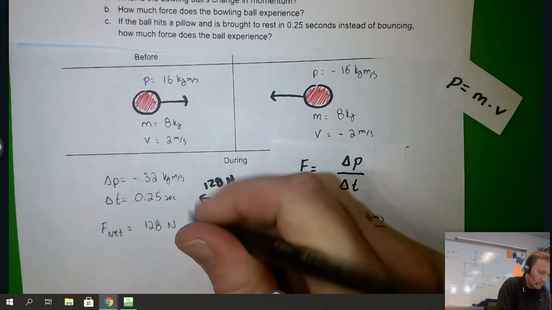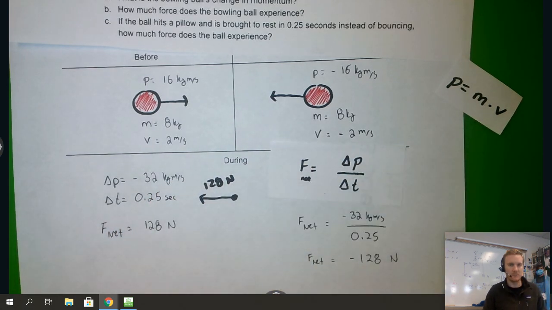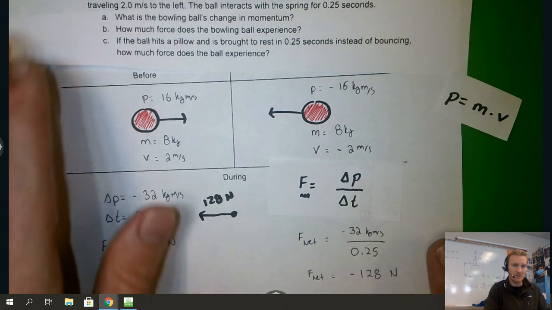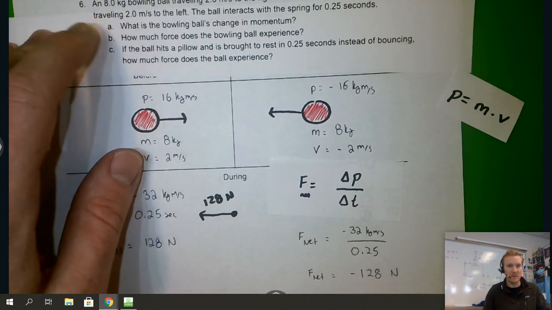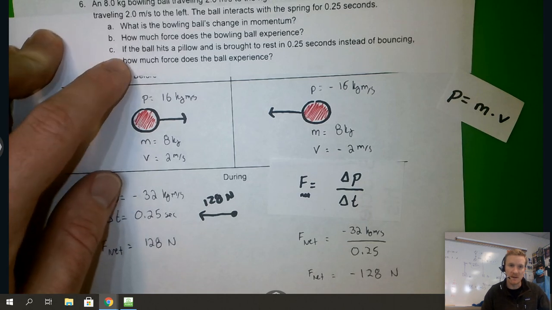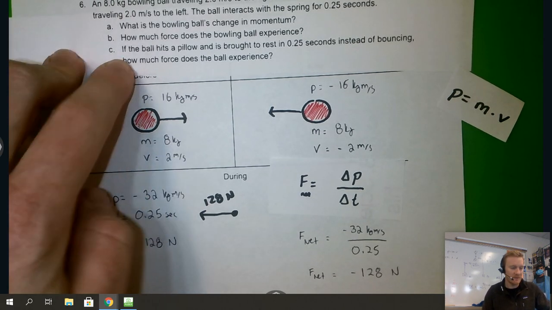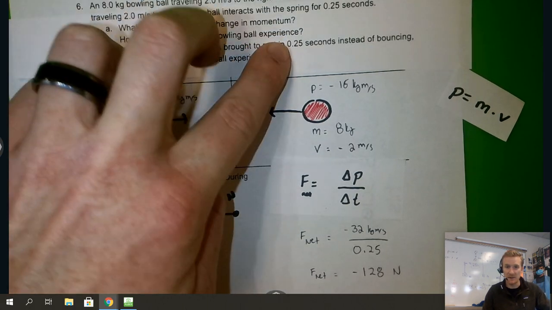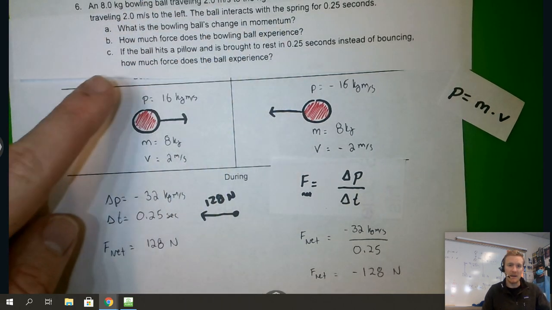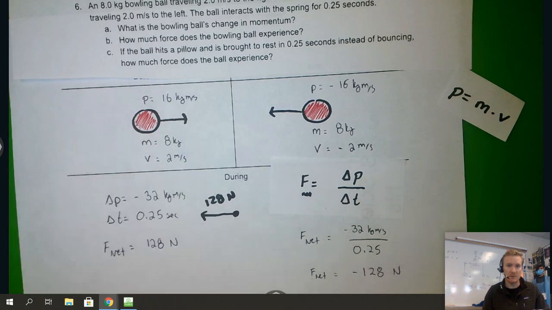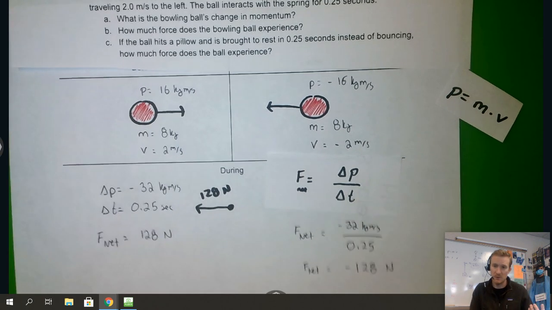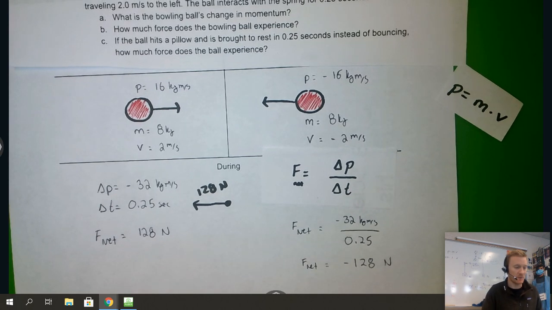128 newtons, right? Okay, so that answers the first couple of questions, right? The change in momentum and the force that the ball experiences. Now we want to know, if the ball hits a pillow and is brought to rest in 0.25 seconds, right? So instead of hitting a spring, it hits a pillow, and it comes to a complete stop, how much force would that ball experience? Now, before we do any calculations, you should be able to think about that situation.